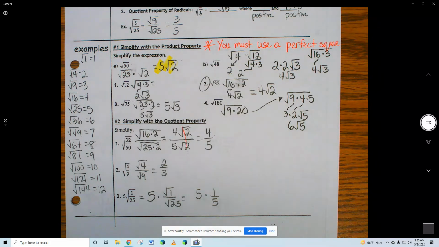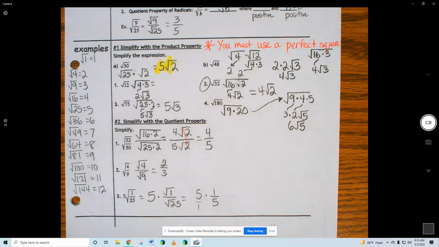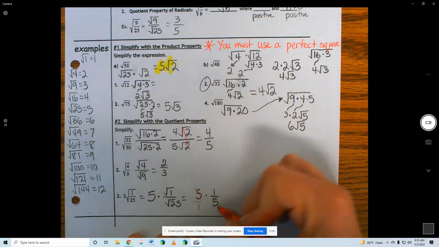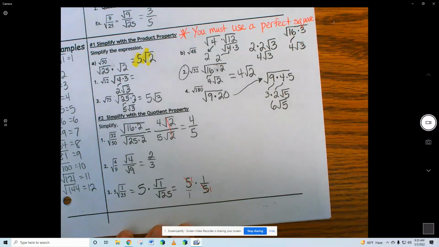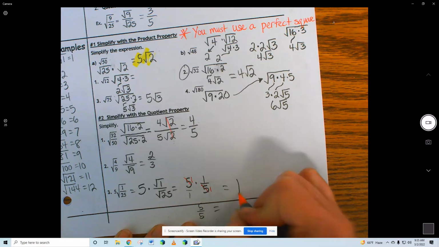This is just multiplying fractions. You know how it's like 5 over 1? 5 over 1 times 1/5. Cross canceling, remember? These 5s go into each other. I could also say it's 5/5. But either way, the answer is 1.